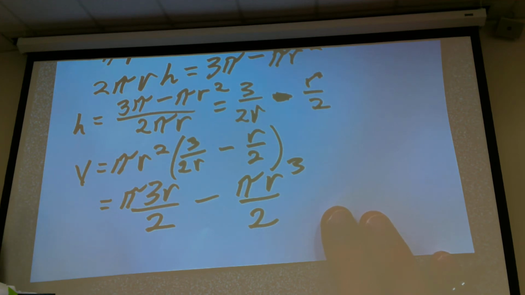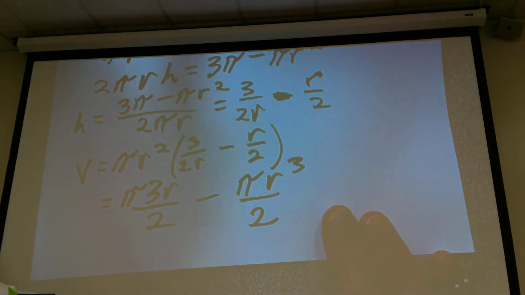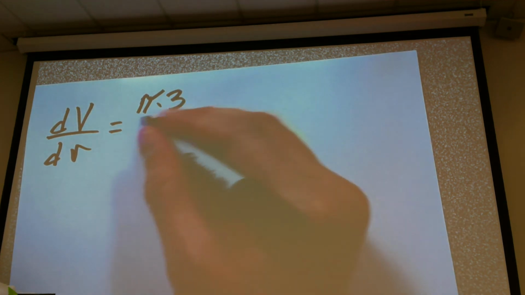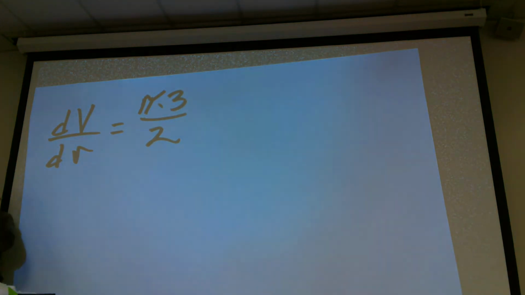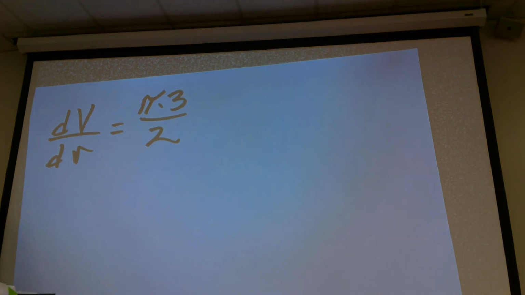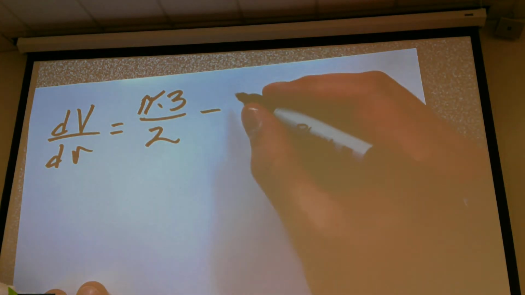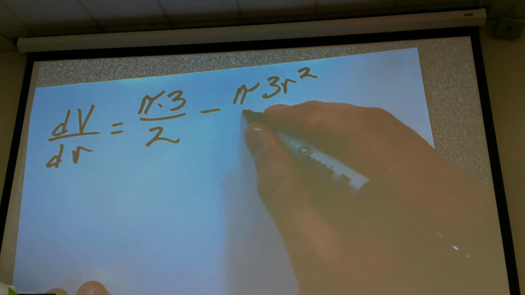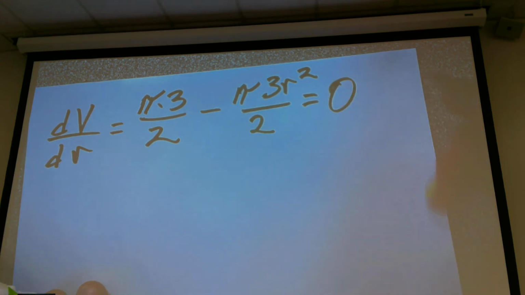And so what we're going to do is take its derivative with respect to that variable and set it equal to 0. So the derivative of the volume with respect to the radius is going to be pi times 3 divided by 2, because that term just had an r on there. So it just takes it from a linear form to a constant form. Now the other one is r cubed. The derivative of r cubed is going to be 3r squared. So minus pi times 3r squared divided by 2 is going to equal 0.